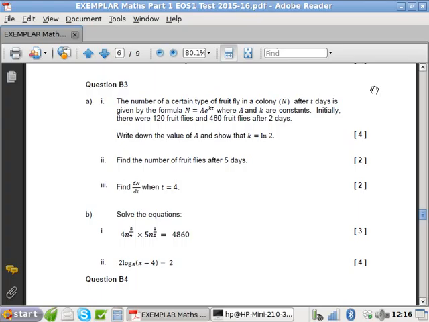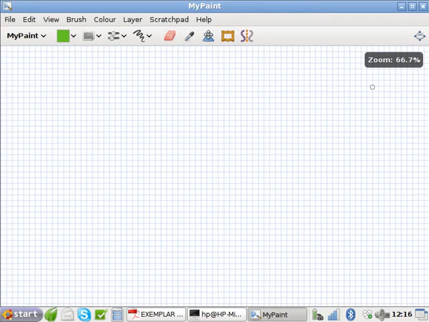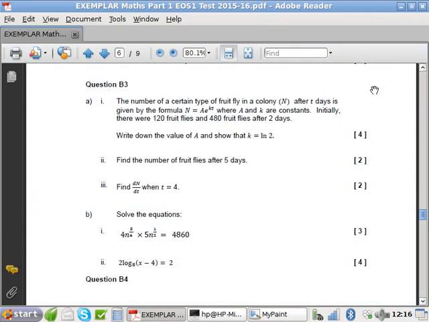The number of fruit flies is n, and the formula for the number of fruit flies is n equals A e^(kt), where A and k are constants. Initially there were 120 fruit flies and then 480 fruit flies after 2 days. Find the value of A and show that k equals log 2.